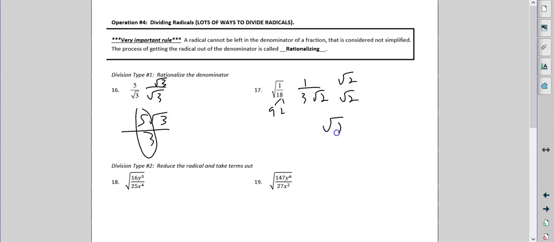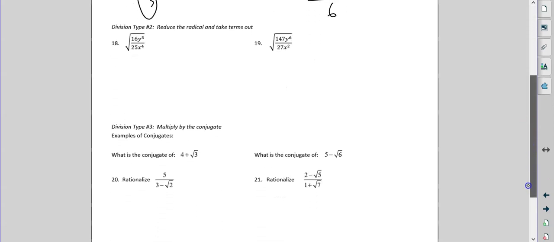That would have given you radical 2 on the top. This gives you 2 times the 3 is 6. So it's not a big deal. It is a little bit quicker. It's up to you. But basically, I was rationalizing radical 2 instead of radical 18. So I did my simplifying first. Either way is good. It's just what you like.